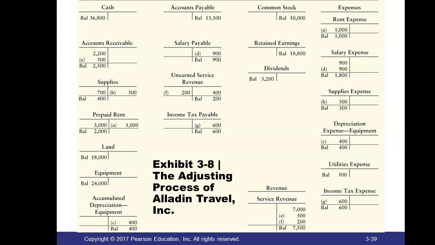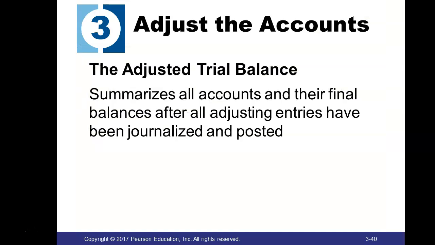And here is the same information, but we're showing it in T account format. It's very important to see what impact these transactions have on the various accounts. It gives you a very good visual when you see the supplies being recorded at $700 and then we adjust it to $300, and then it gives you an ending balance of $400. And for each one of these accounts, all of the numbers are going to transfer over to our trial balance, but we're only going to show the ending balance. So in cash and accounts payable, all we're going to see are the ending balances of $36,800 and $13,100. We're not going to see the details.